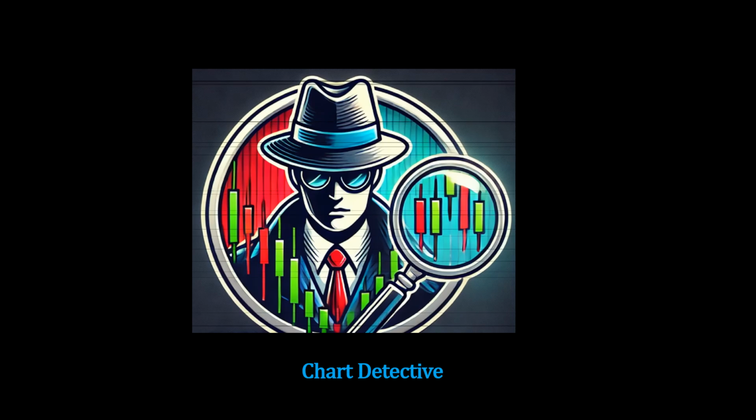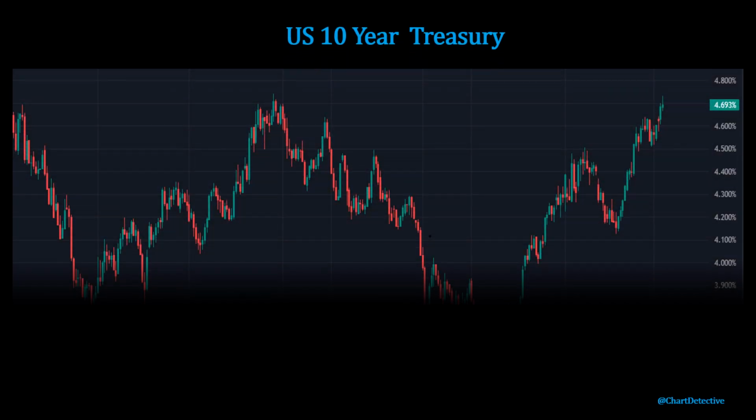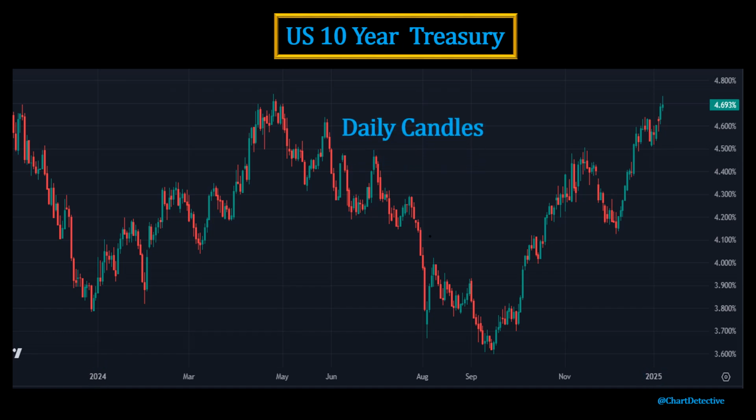In this presentation, we'll be looking at the US 10-year Treasury, and we'll look at it by doing technical analysis. So, this is a chart for the past year, 2024, and we're looking at daily candles.